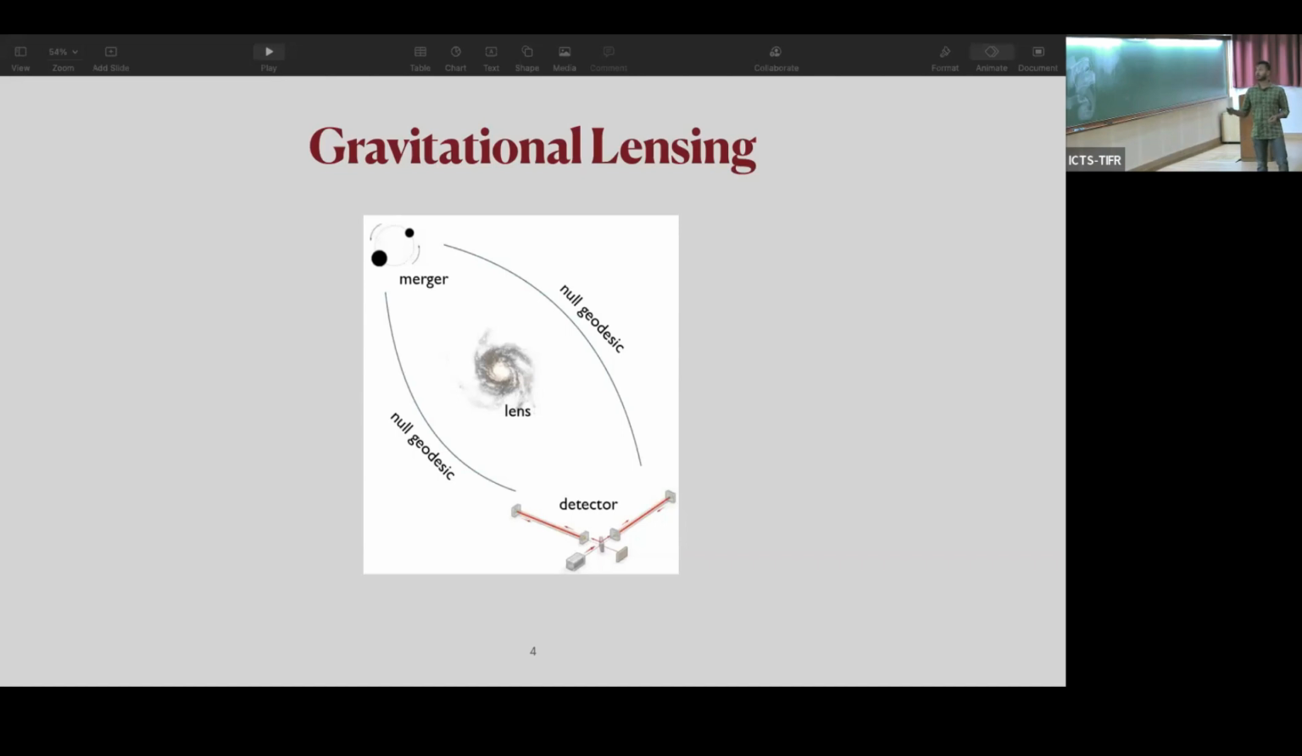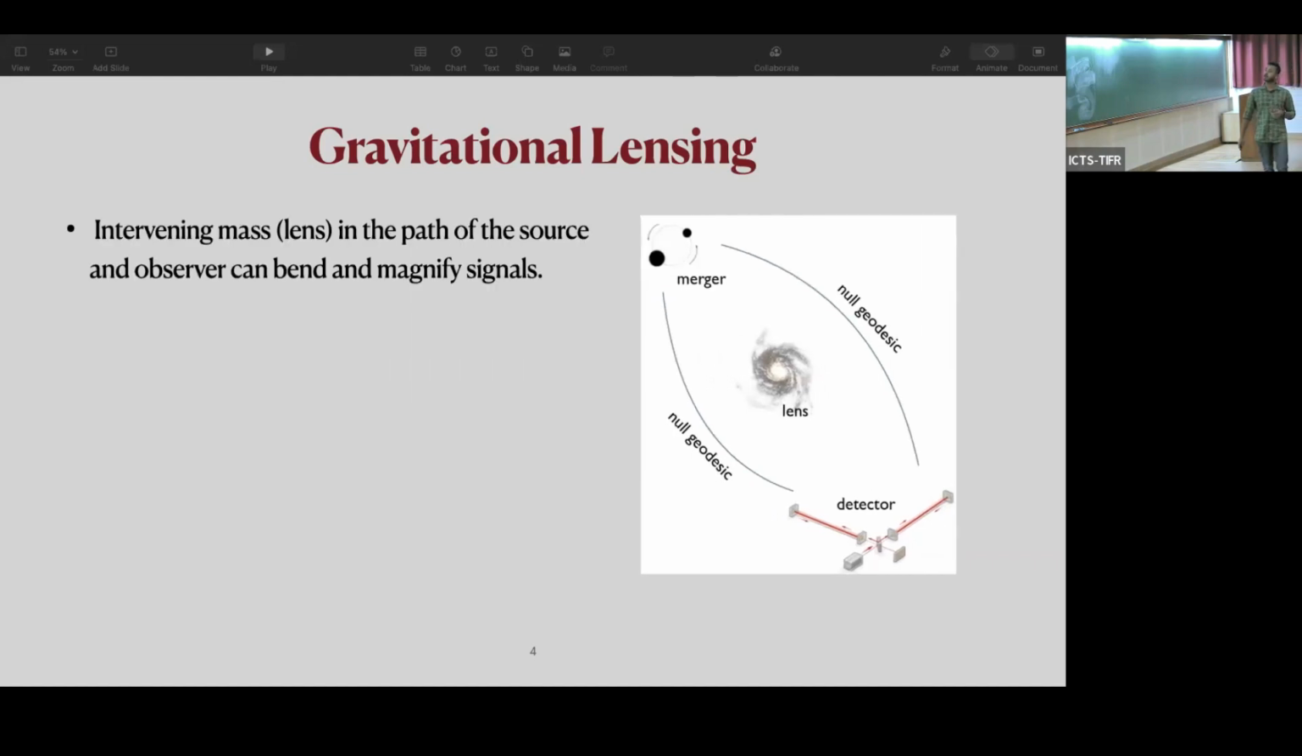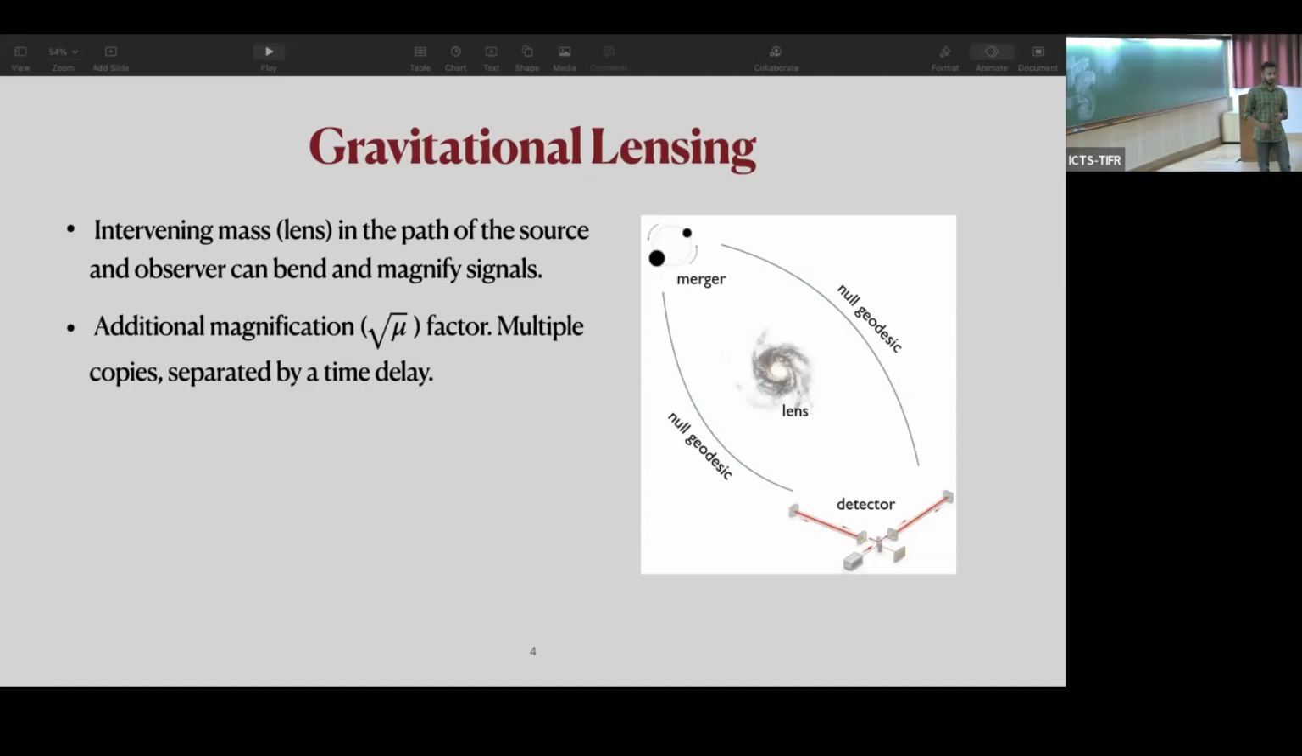Now, let me give you a lightning review of what gravitational lensing is, because this is also what I'll be talking about. Gravitational lensing in very layman terms is just the bending of some wave by the presence of an intervening mass along the line of sight from the source to the observer. What it does to the signal is introduce an additional factor root mu, which is an amplification factor. In the regime of strong lensing, you can even have multiple copies of the same signal that come to you with a time delay.